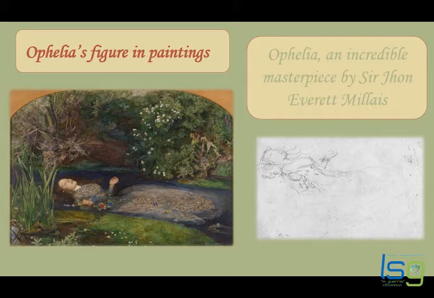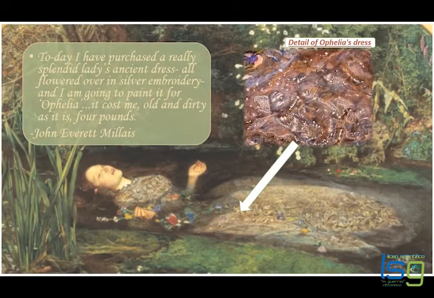Ophelia, as we said, has been the protagonist of different pieces of art and paintings, mostly in the Victorian age. The most famous and most interesting one, which represents her death, is Ophelia, an incredible masterpiece by Sir John Everett Millais. Millais began the background in July 1851 at Ewell, Surrey. He painted with close observation of nature. The figure of Ophelia was added afterwards.